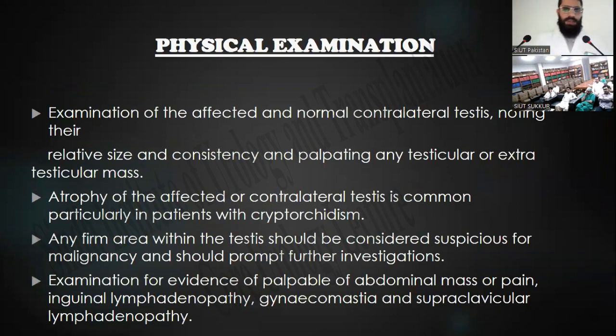On physical examination, examination of the affected and normal contralateral testes both are necessary, noting their size and consistency and palpating any testicular or extra-testicular masses. Atrophy of the affected or contralateral testes is common, particularly in patients with undescended testes. Any firm area within the testes should be considered suspicious for malignancy and should prompt further investigations.